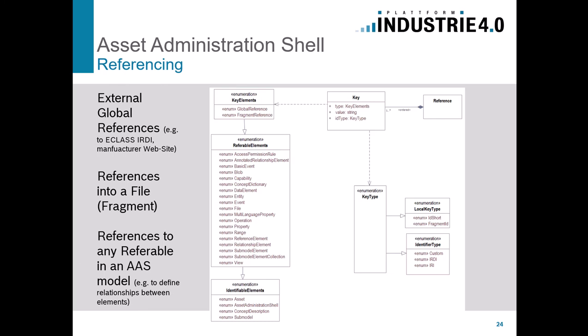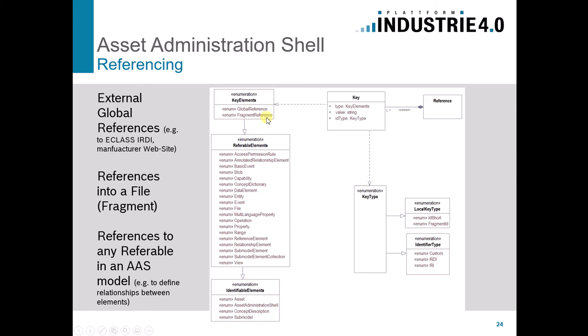Now we come to the referencing. As I said, that's an important concept for shared aggregations. And here on the right side, you see it. A reference is an ordered list of keys. And you can either reference referables. Here, that's a list of all referable classes in the specification. Or you can reference, of course, identifiables. These are the 4 identifiable elements in the meta model, but you can also reference something completely outside of the meta model. And in this case, the key element type is global reference.